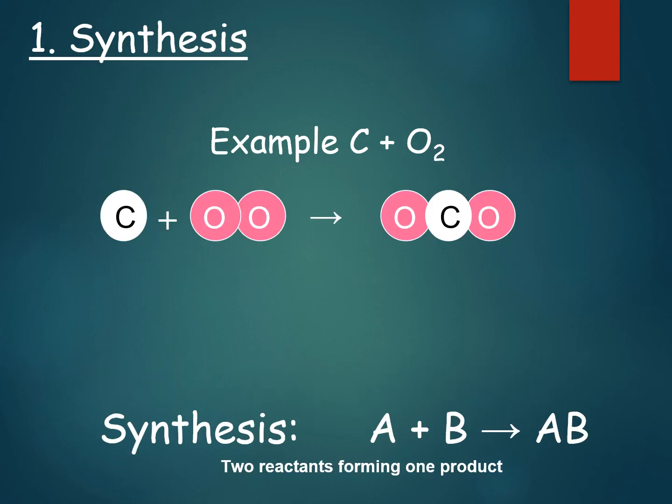In our synthesis reactions, we are going to see multiple reactants. In this example, we have 2, carbon and oxygen, forming one product. So if you see a chemical equation where there is only one product, products being on the right side of the arrow, then you know you have a synthesis reaction. Let's take a look at a picture that exemplifies this.